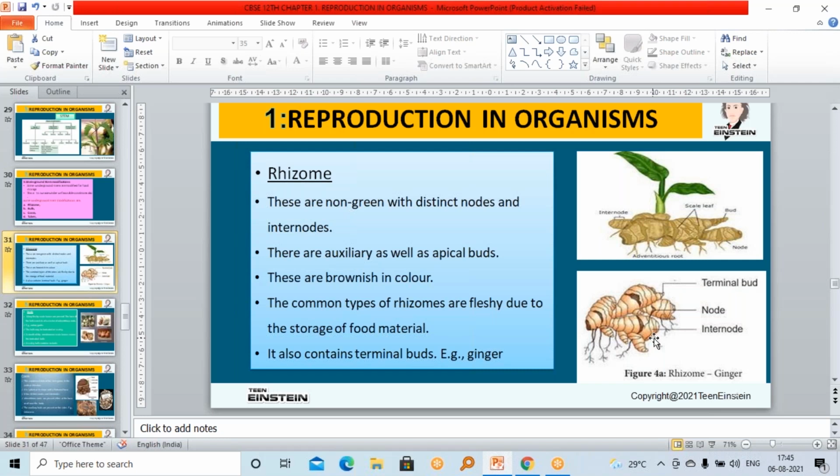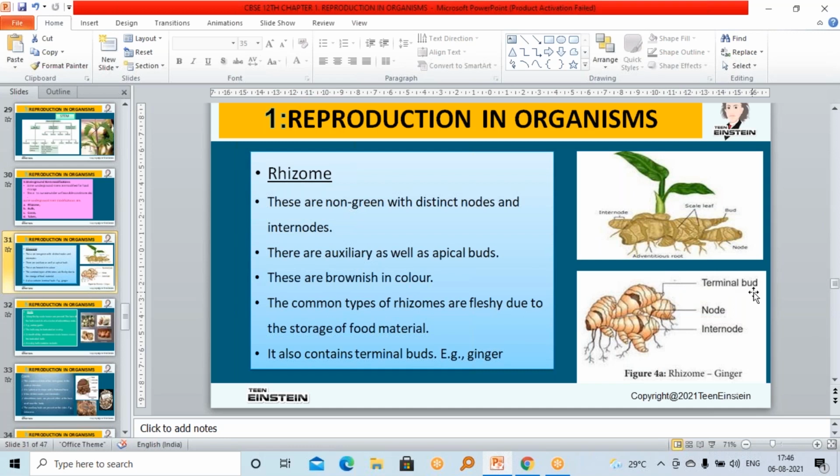Then internodes are also present. Nodes are present, internodes are present. Internodes means the space between two nodes. See, these are all features of a stem: nodes, internodes and so on, not features of a root. That's why I'm explaining. The first point is that it's not green in color. The next is that nodes are present, where you can see small green bud-like structures, and internodes. An internode is nothing but the space between two successive nodes.